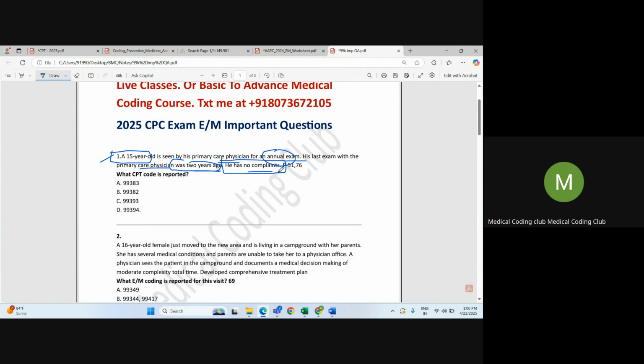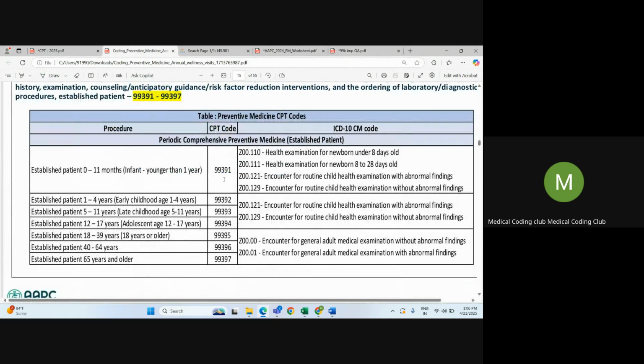Okay, so if we find no abnormalities, then we have to assign a code. You can see for an established patient, 12 to 17 years criteria, we use these codes. Z00.121 is for encounter for routine child health examination with abnormal findings, and Z00.129 is encounter for routine child health examination without abnormal findings. So in our question, we did not find any abnormality, so we have to select Z00.129 as our ICD code.